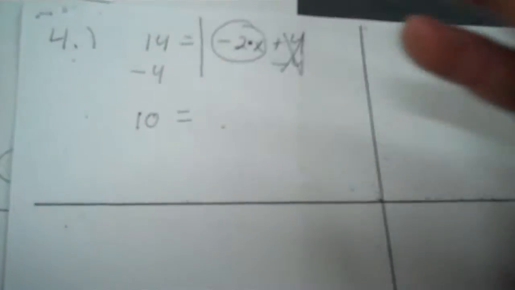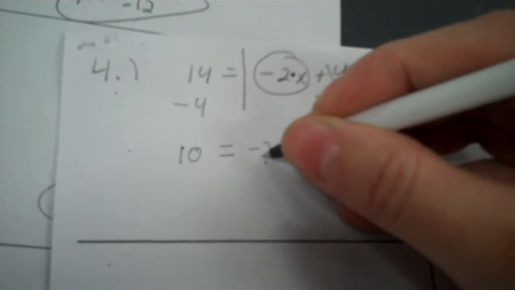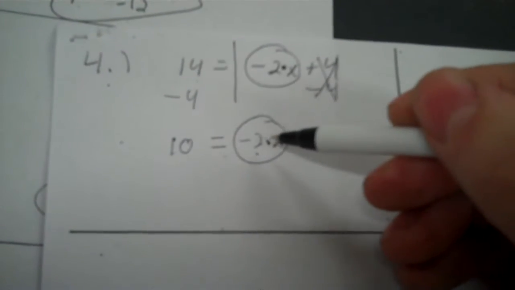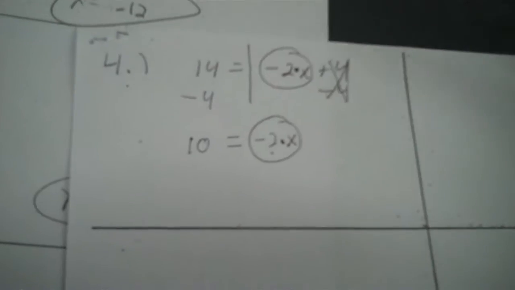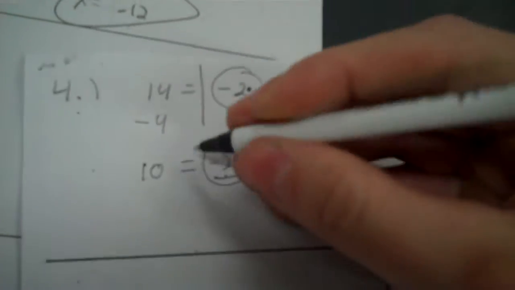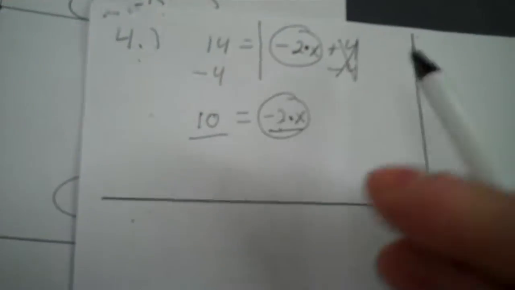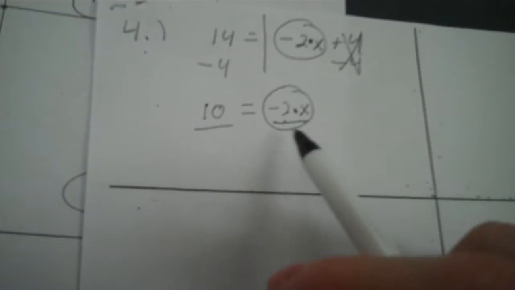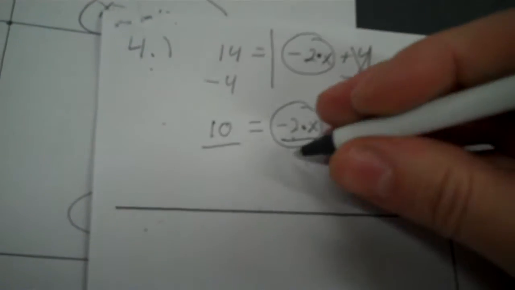And then I minus 4 from 14. So line up your equals. 14 minus 4 is 10. And then you've got negative 2 times x. Now x is only being multiplied, so I go ahead and divide. Another thing: when you divide, always put the number that's with the x under your lines. Don't put the 10. Put the negative 2.